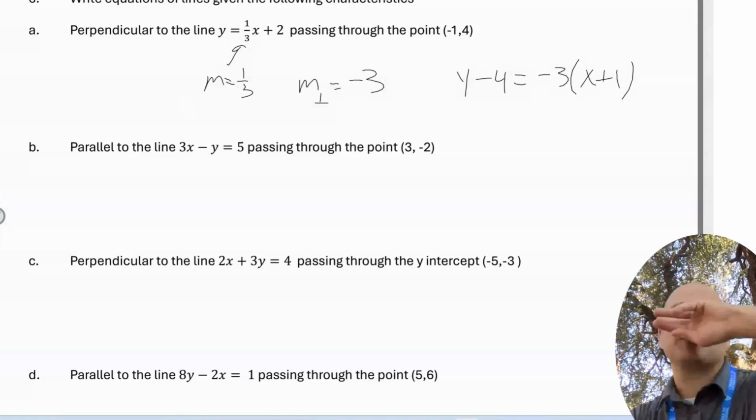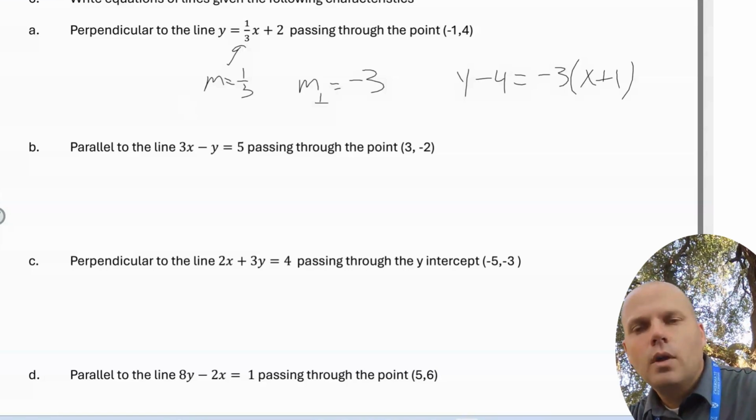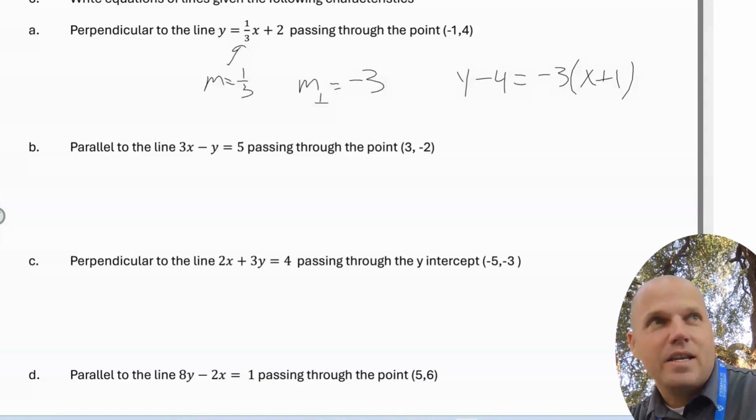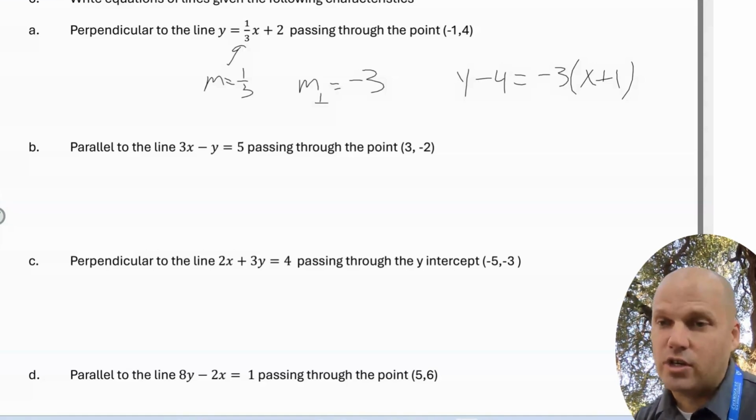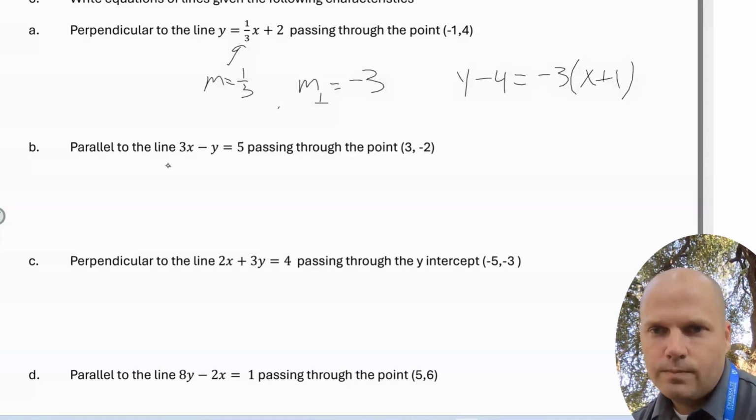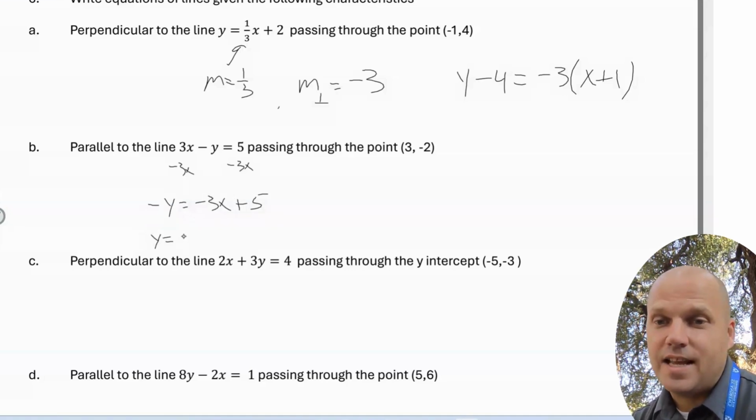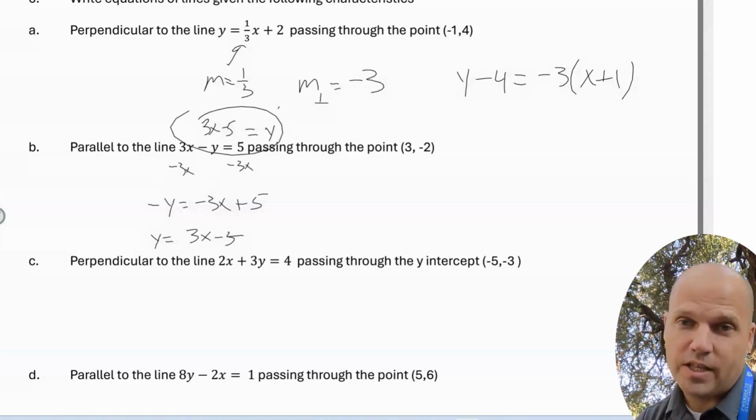Ooh, this is why we did this, because we have not asked you to solve for y in many of these equations to find the slopes, and you're going to see that on your quiz. So how do you solve for y here? You can subtract 3x and then take the opposite of everything. Or you could have just added y and subtracted 5, and you get y equals 3x minus 5. If you added y and then subtracted 5, you have y on the right side. It's totally fine.